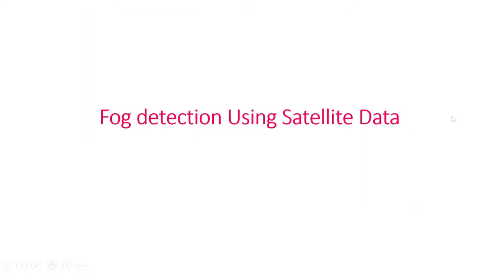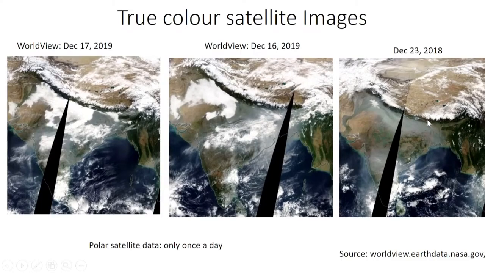Now coming to the main part, that is the fog detection using the satellite data, right? We have already understood why we want to get the fog from the satellite, because of the limited number of ground observations. But from the satellite we get the synoptic view, that is, very large spatial coverage. These are basically the MODIS images, true color composite of the MODIS images.